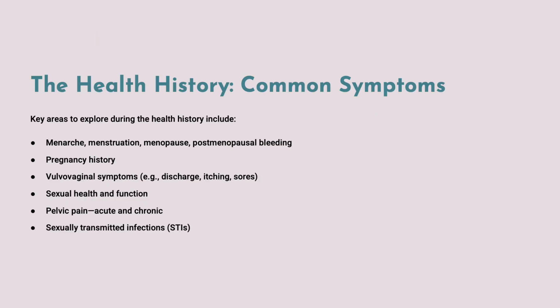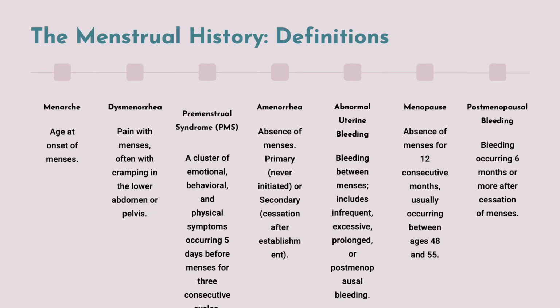This slide outlines some of the common symptoms that you need to ask for during your health history. Most important, of course, for women is the menstrual history. Just look at some of the terms in the next slide. Menarche is the age at onset of menses. So you just ask in Filipino, kailan po kayo unang niregla o kailan po kayo unang dinatnan?